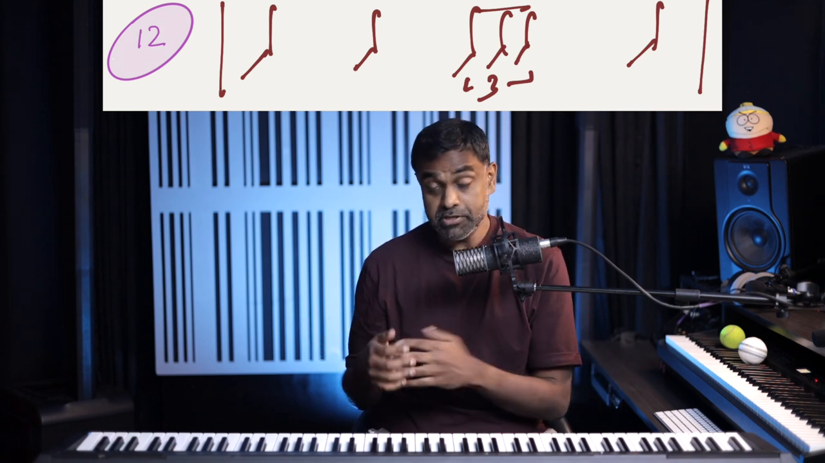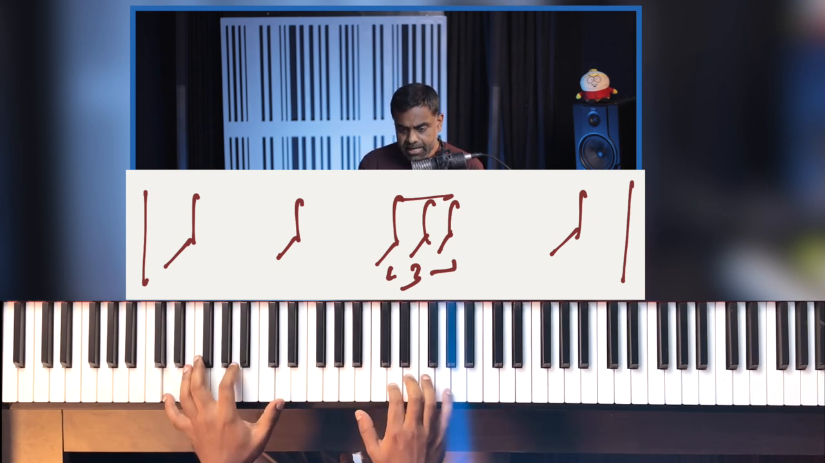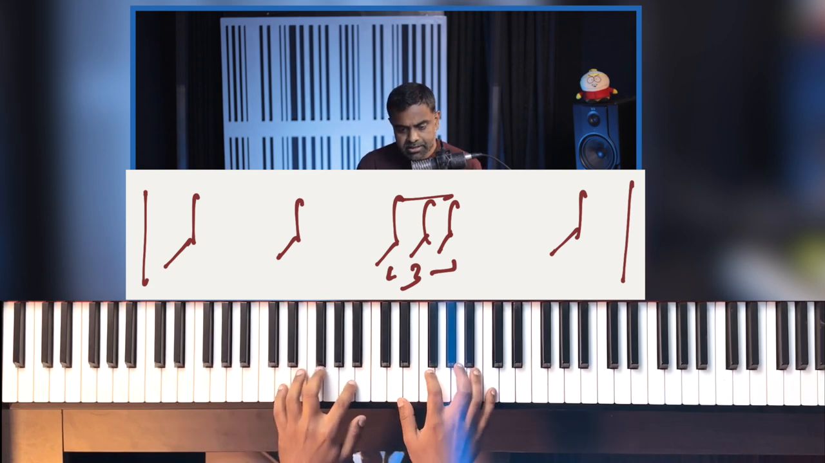First of all, for triplets, how do we count? 1 and a 2 and a 3 and a 4 and a. Let's get that into our system for a couple of seconds. 3 and a 4 and a 1 and a 2 and a. So, first one. 1, 2, 3, 4. 1 and a 2 and a 3 and a 4 and a 1 and a 2 and a 3 and a 4.